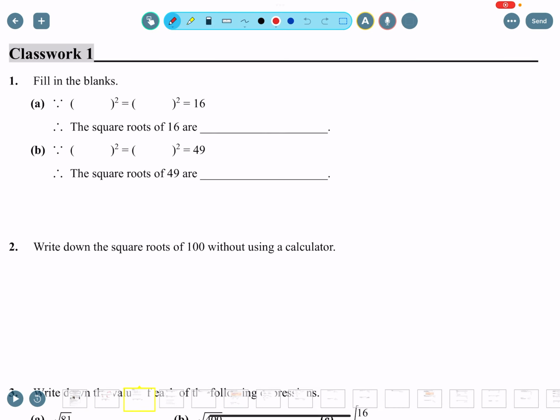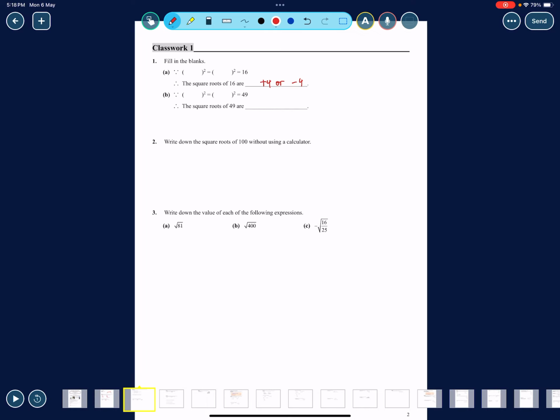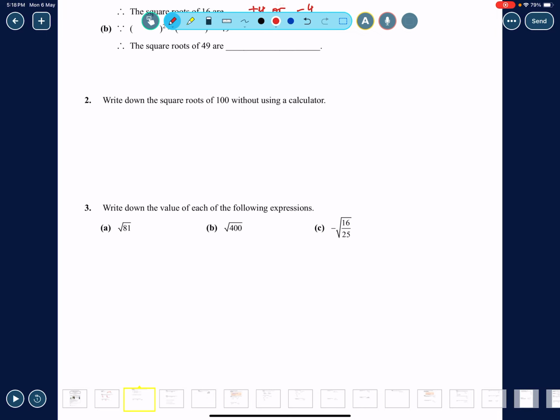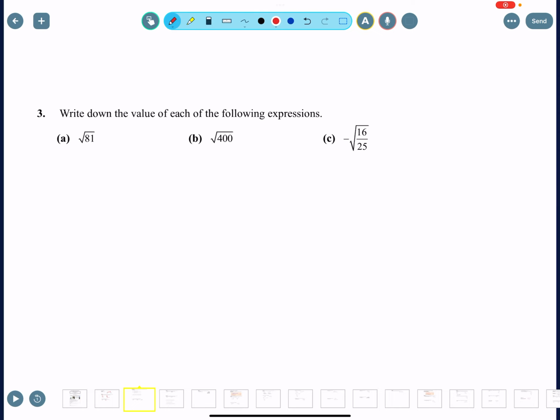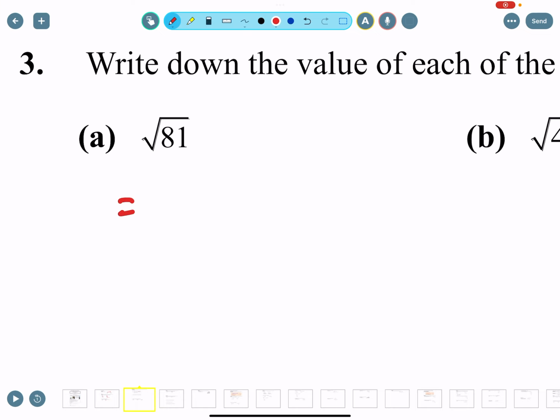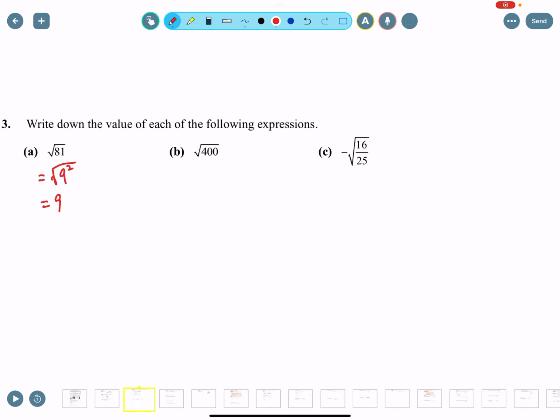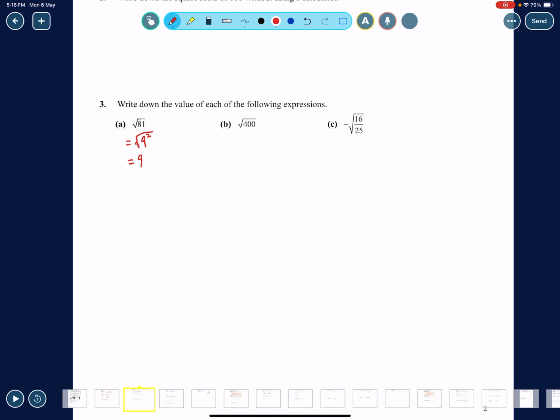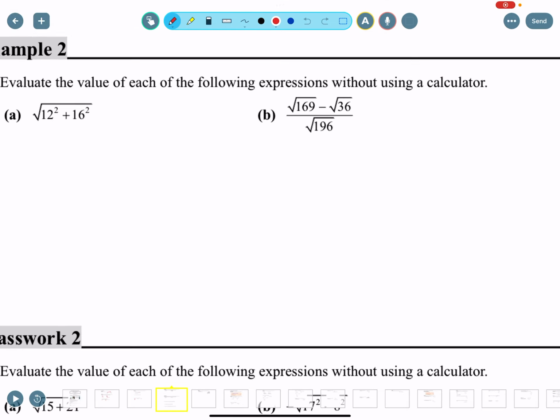So let's go to a more difficult one. This one's obviously plus or minus 4. Without using calculator, 10. I think you need to memorize the square numbers. So over here, for example, is 9 squared. Then this can turn into 9 over here. 400 is quite large. You don't have to remember that much.